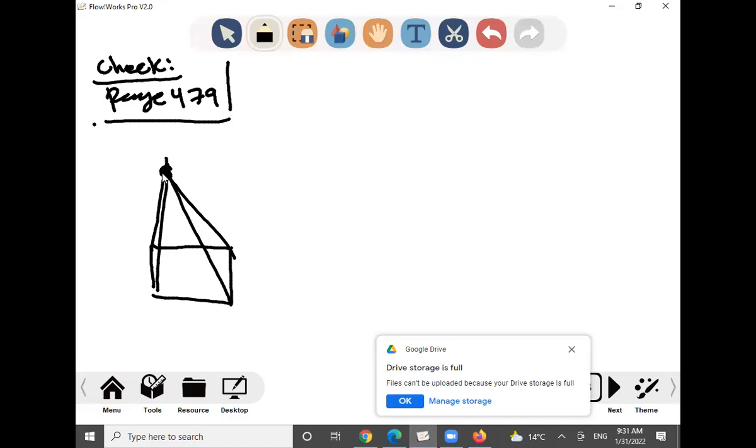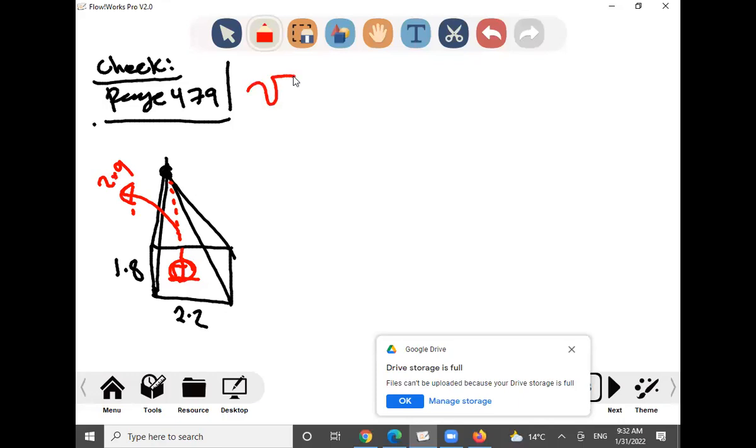Now, what's its length? 2.2. The width is 1.8, and its height is given. Height means what we have here, the right angle. The height is 2.9 centimeters. Now let's find the volume.